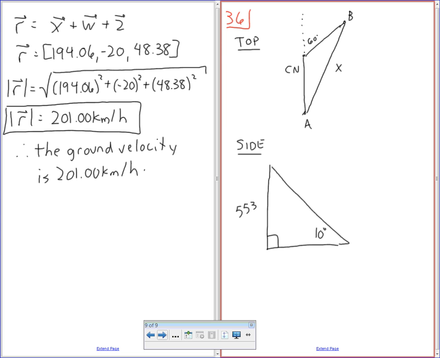I lost my place here. What page are we on? 401. Okay. All right, so here's the thing.